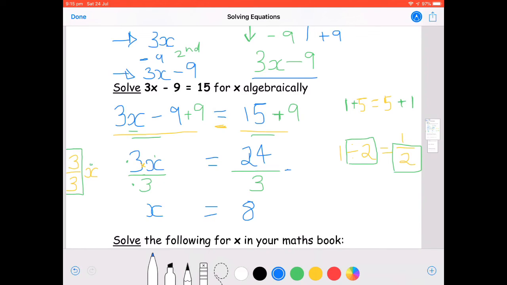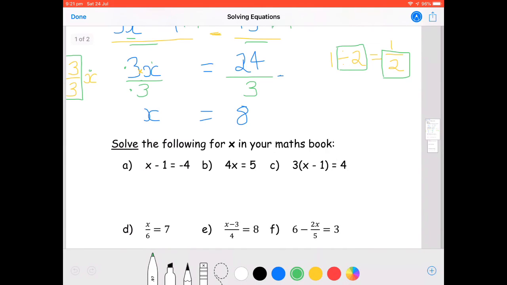And you can verify this by then substituting this value back into this equation. So if you think about 3 groups of 8, you'd know that that's 24. And if you then minus 9 from 24, you'd be left with 15. And what do you know? This side of the equation here is equal to 15. So that must be the value for x.